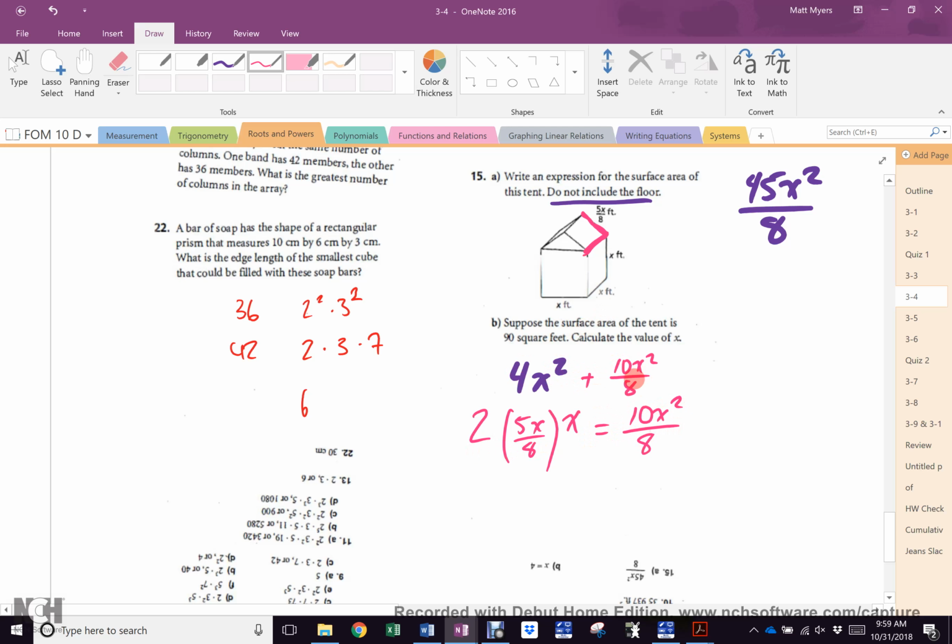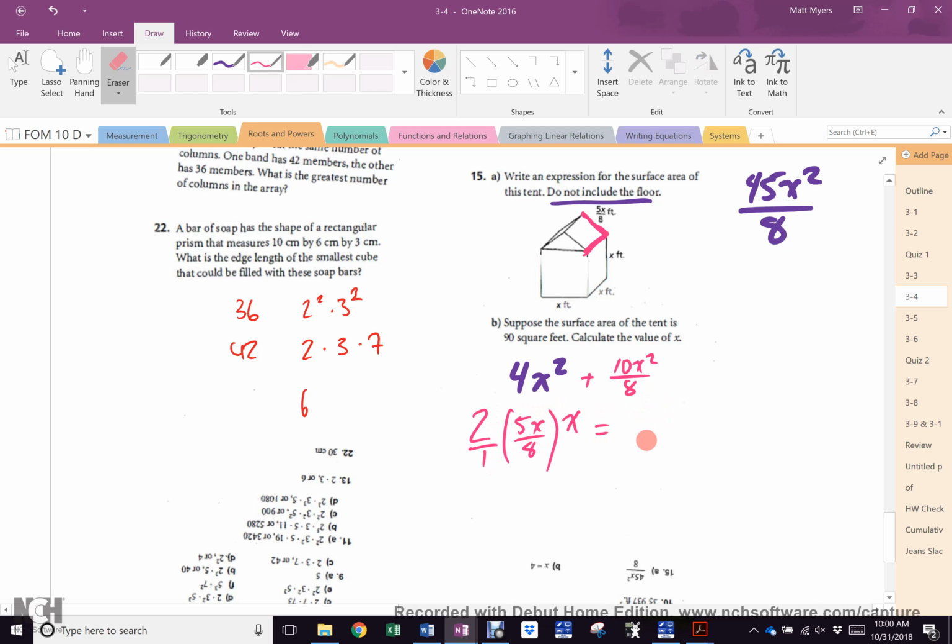Everyone okay with that? Wait, 2 didn't times the 8. Of course not, because I'm multiplying here. 2 times 5 is 10, 10x. 10x times x is 10x squared. This is 2 over 1. 1 times 8 is 8. Okay. Everybody is good to there?